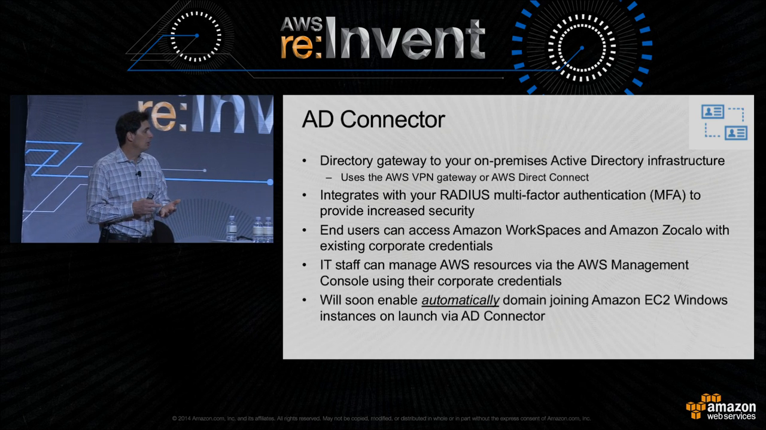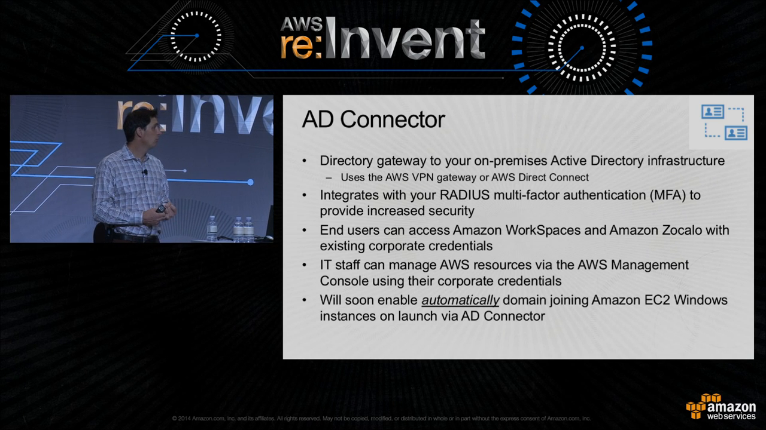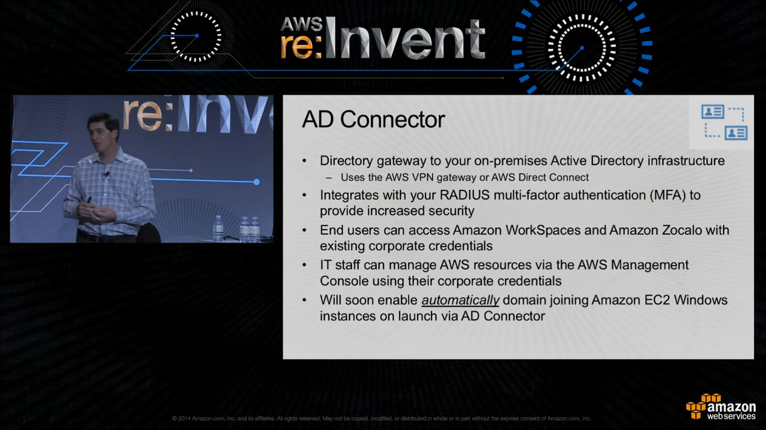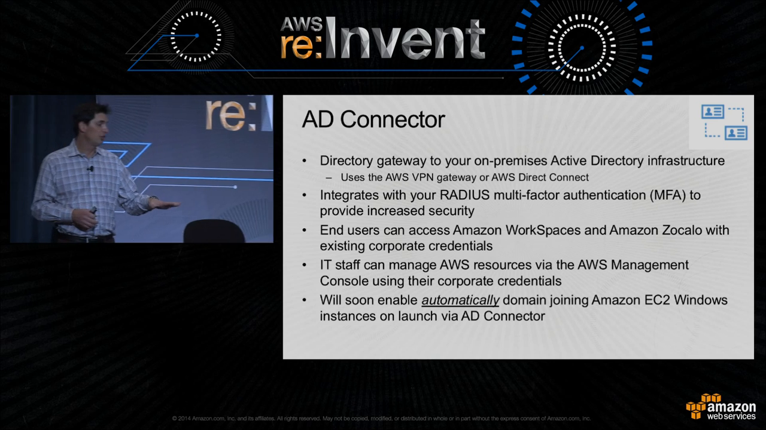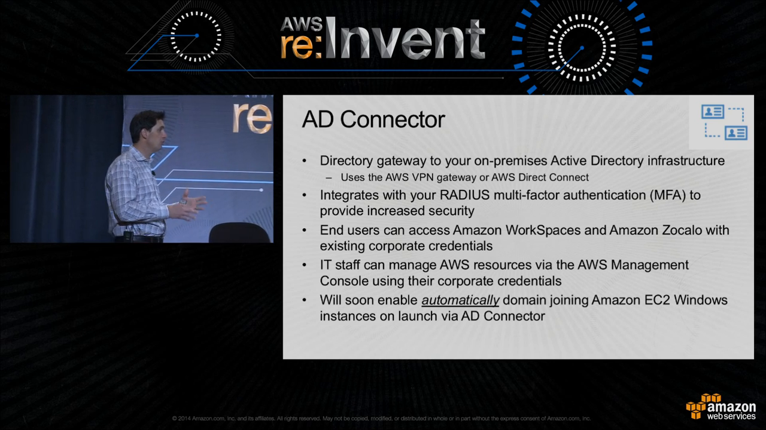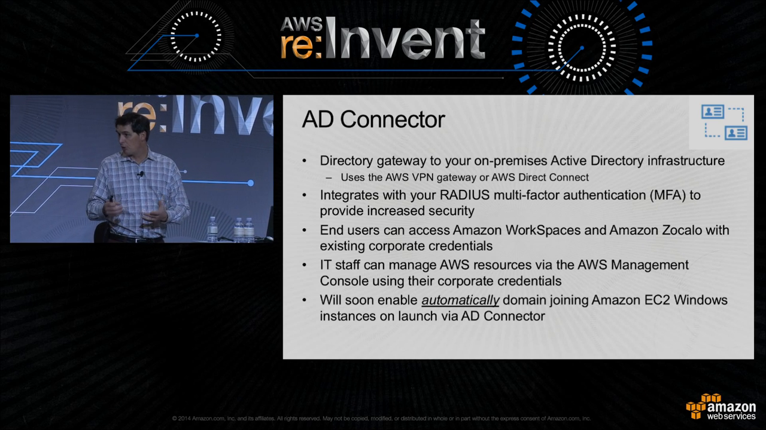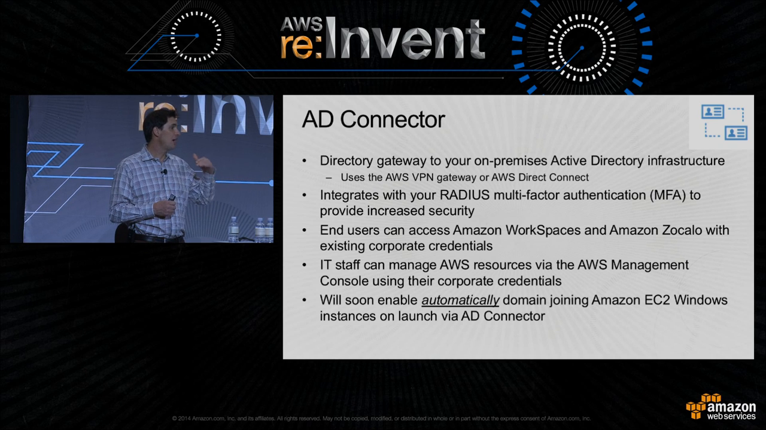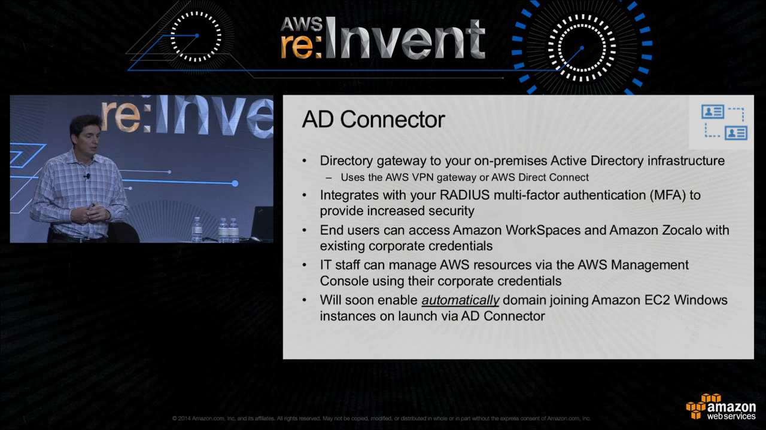As I talked about, it lets users use their on-prem credentials for logging into both Zocalo and WorkSpaces. You saw from the main stage today J&J talking about a WorkSpaces deployment. They're actually using AD Connector to connect all of their WorkSpaces environment to their on-prem resources and their on-prem Active Directory. And in this scenario, the actual authentication is happening against their on-prem AD. We're just proxying the call in.